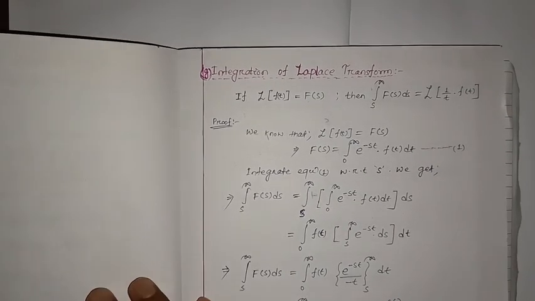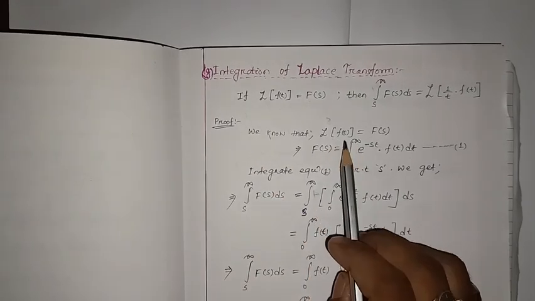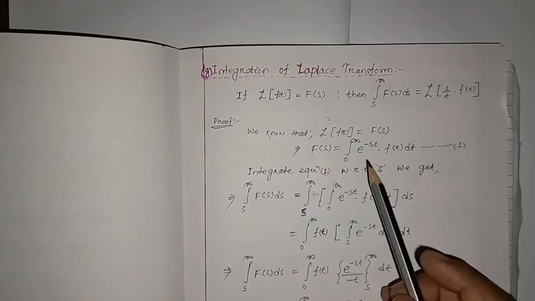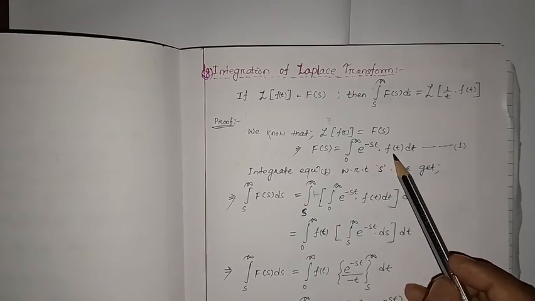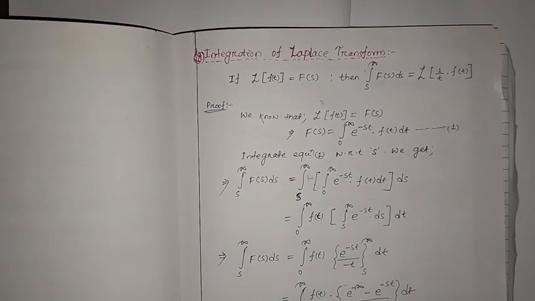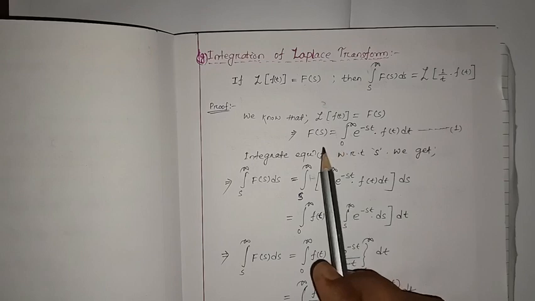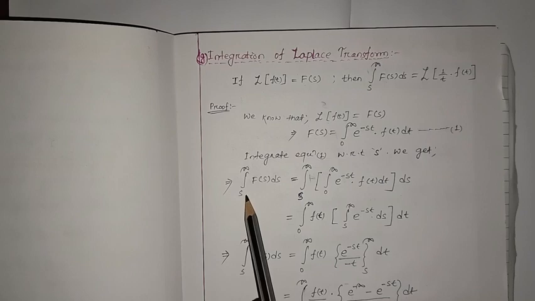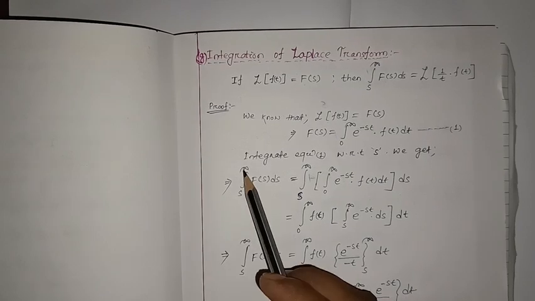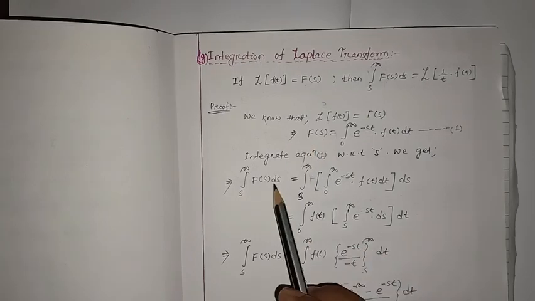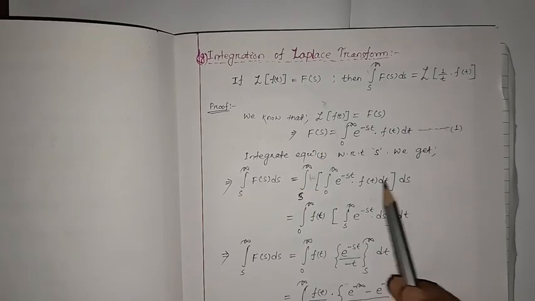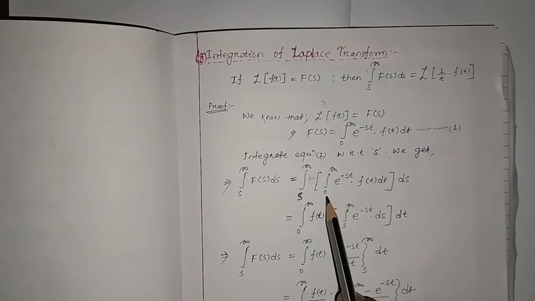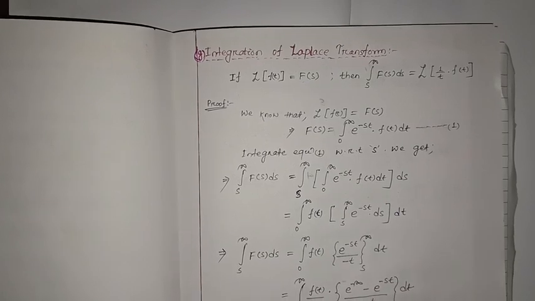So here the proof starts. We know that the Laplace transform of small f of t is written as capital F of s. That implies capital F of s is nothing but the integral from 0 to infinity of e to the minus st into f of t dt. Let this be equation number 1. Now we are going to integrate equation number 1 with respect to s on both sides, with limits s to infinity. So the integral from s to infinity of capital F of s ds equals the integral from s to infinity, with respect to s, of the integral from 0 to infinity of e to the minus st f of t dt.